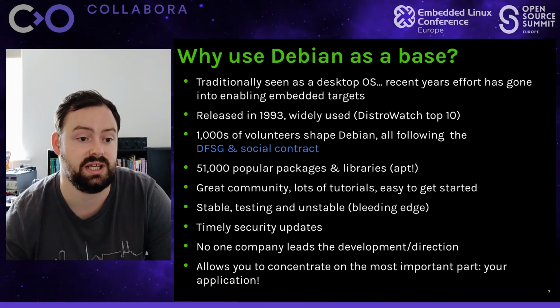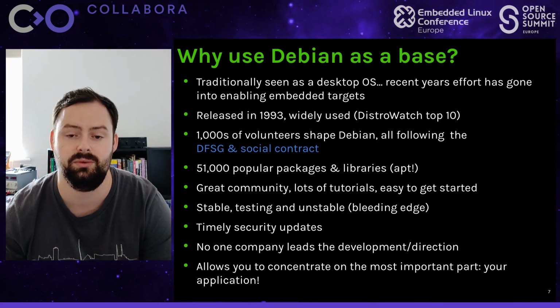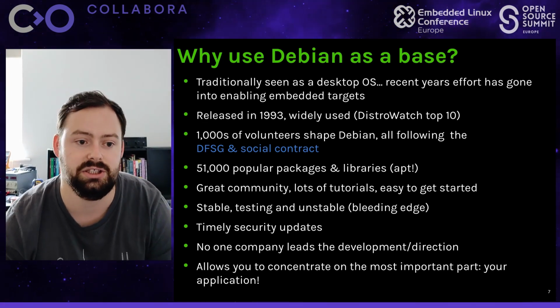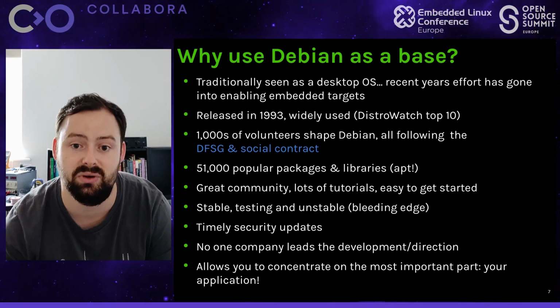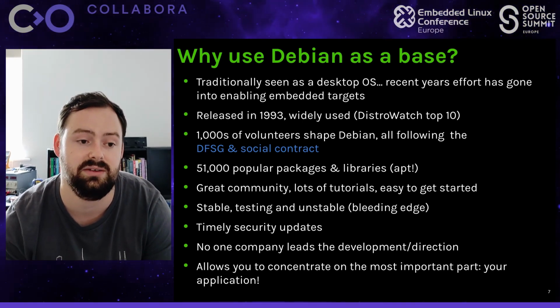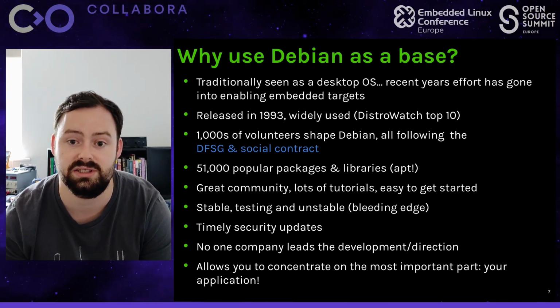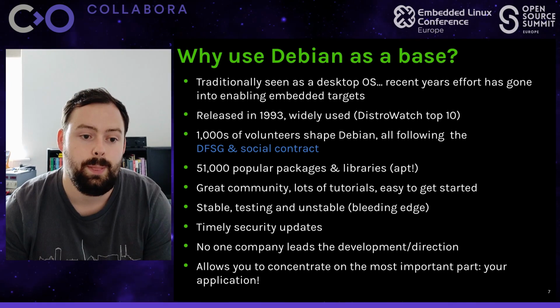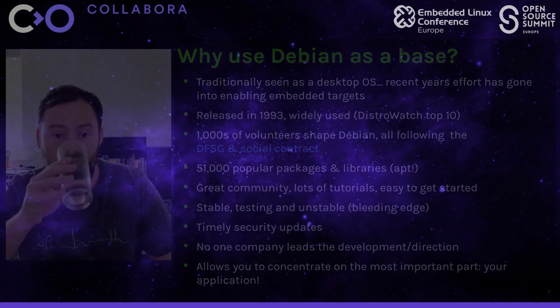So as we've already said, there are stable, testing and unstable releases of Debian, or kind of branches, and each of these branches has a name. So Buster, Bullseye, and Sid, which are symbolic links to the stable, testing and unstable. All of the bleeding edge software is packaged into unstable.